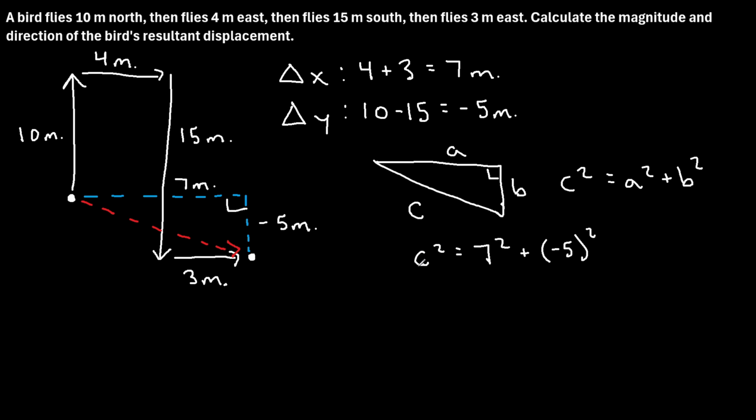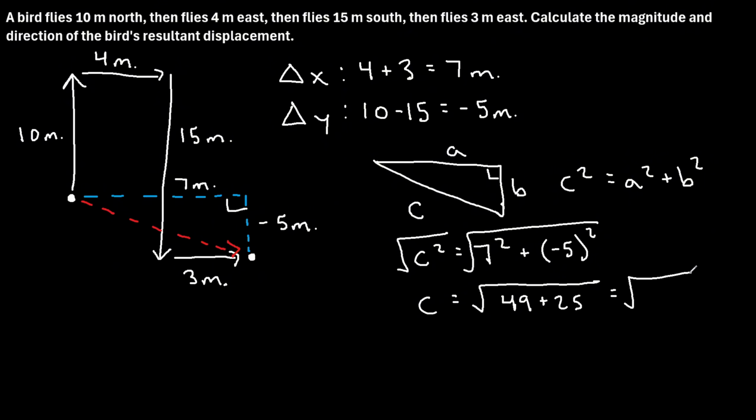And to solve for C, we just take the square root of each side. So we get C is equal to the square root of 7 squared is 49, negative 5 squared is positive 25. So we get the square root of 74, and that turns out to be about 8.6 meters. So the magnitude, in other words, the length of this resultant vector is 8.6 meters. So let's go ahead and box that in. That's our magnitude of the resultant vector.